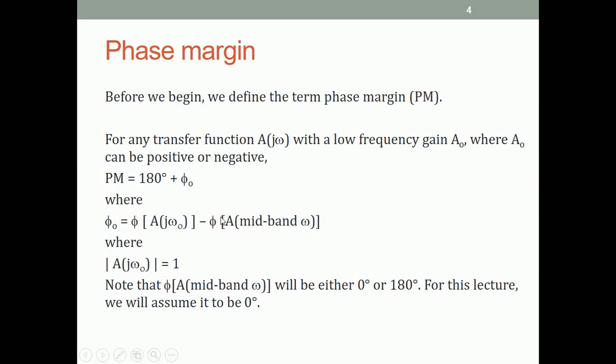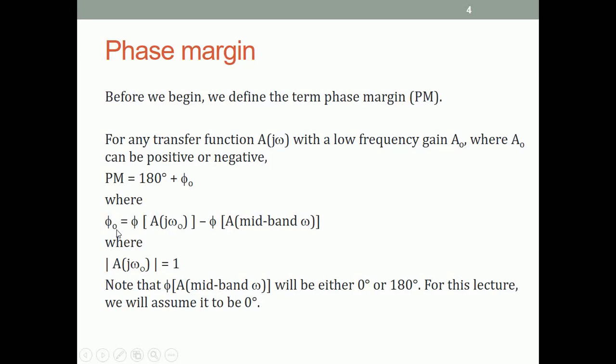So that phase. Usually this phase at mid-band is 0 or 180 degrees, right? Either the gain is positive or negative. If the gain is positive, this phase is 0. If it is negative, this phase is 180 degrees. For this lecture, for simplicity, we'll assume it to be 0, so that this term doesn't appear and we are left with only 180 degrees. What is omega 0? A of j omega 0 is the gain. Omega 0 is the frequency at which the gain becomes 1.